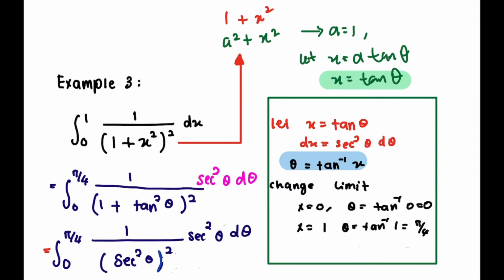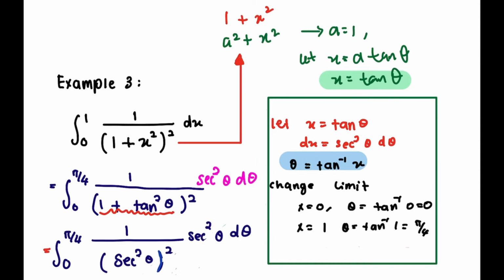So your new limits from 0, 1 is now 0, pi over 4. And here the function is 1 over 1 plus x squared, squared. So this is 1 over 1 plus tangent squared theta, squared. And your dx is equal to secant squared theta d theta. Let's just substitute this here. So now let us change this in terms of trigonometric identities. 1 plus tangent squared theta is just equal to secant squared theta, and the rest remain the same.